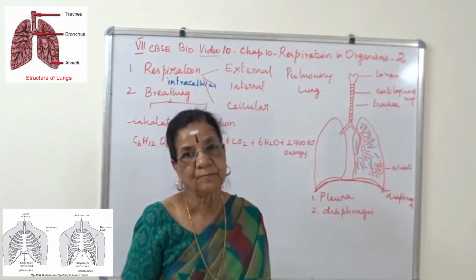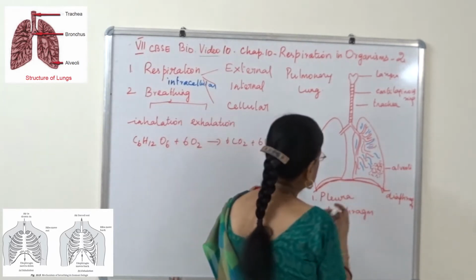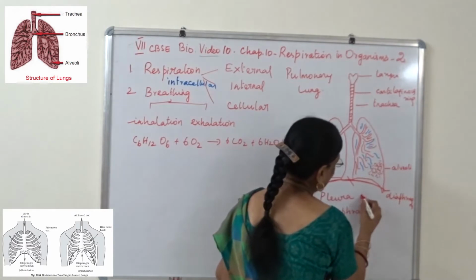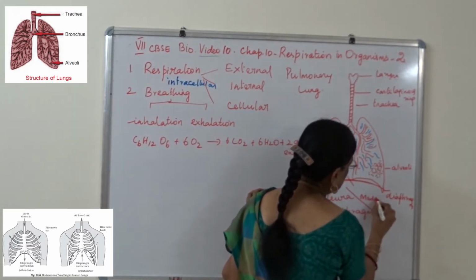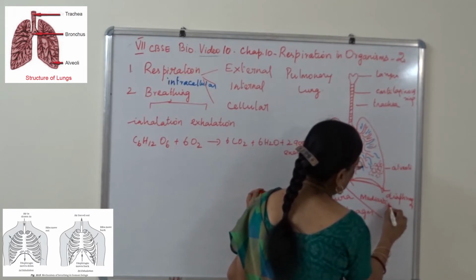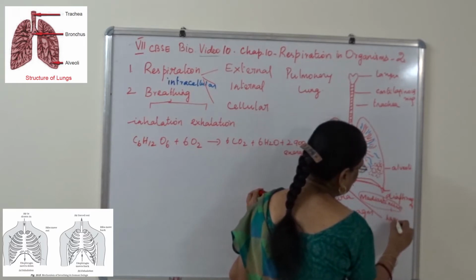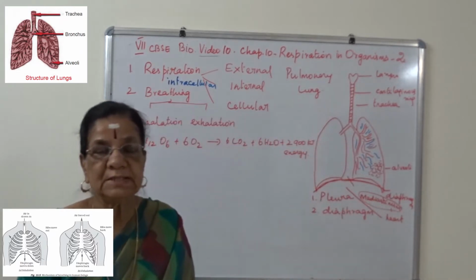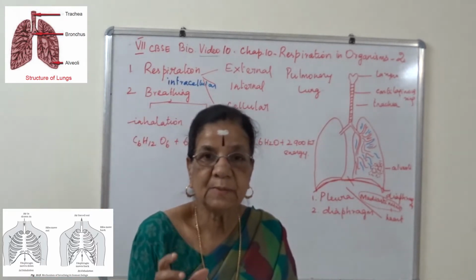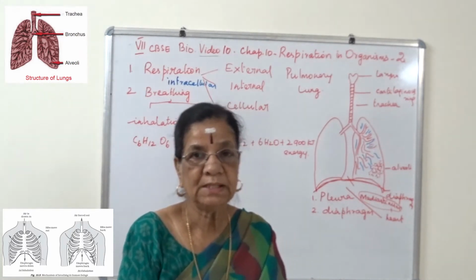I hope you understand. Now the space between the two lungs is called the mediastinum, where the heart is located. I hope you are listening.